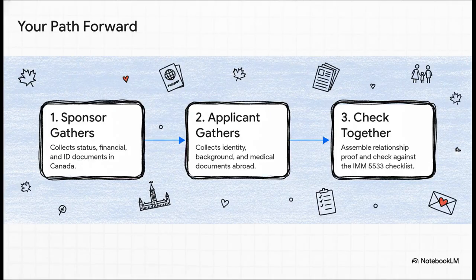So let's wrap this all up into a simple game plan. Step 1. You, the sponsor, gather all your documents right here in Canada. Step 2. The applicant gets all their stuff together abroad. And then Step 3. You bring it all together, assemble your relationship proof, and you meticulously double-check every single item against that official IMM 5533 checklist.